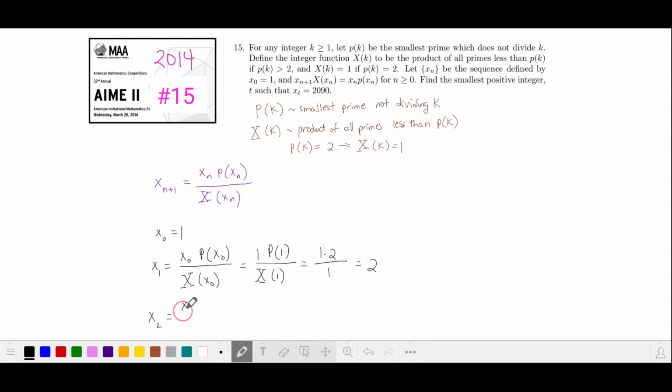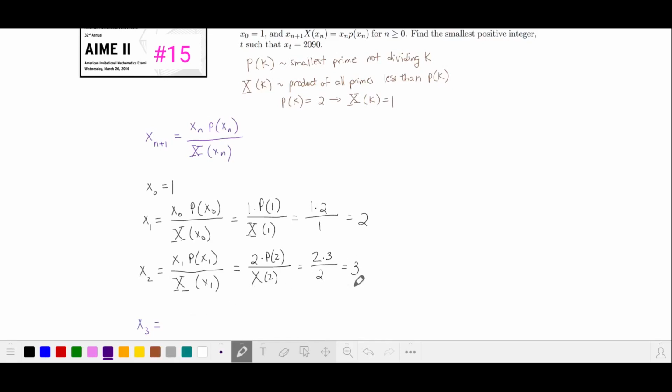For x sub 2, we'll take the previous x sub 1, find P of that, and capital X of x sub 1, which is 2. The smallest prime that doesn't divide 2, it's not 2, the next one is 3. Now we're looking for all the primes that are less than 3 and taking the product. The only prime less than 3 is 2, so x sub 2 is 3.